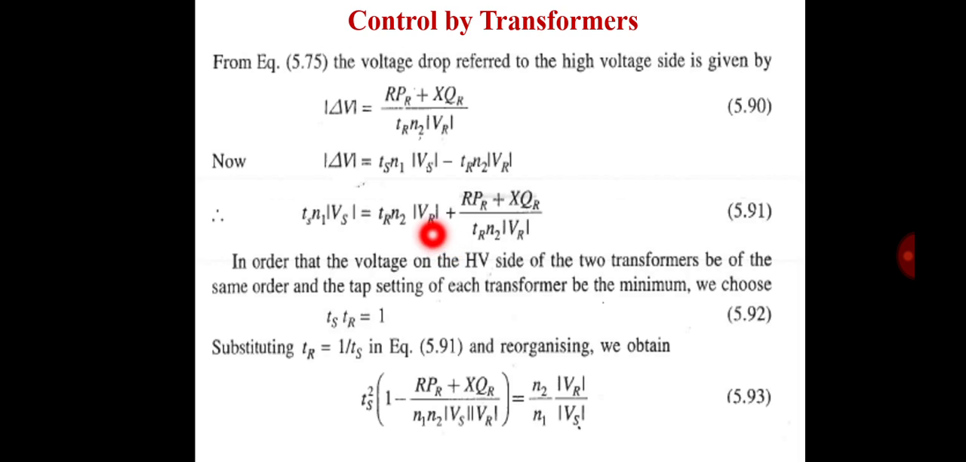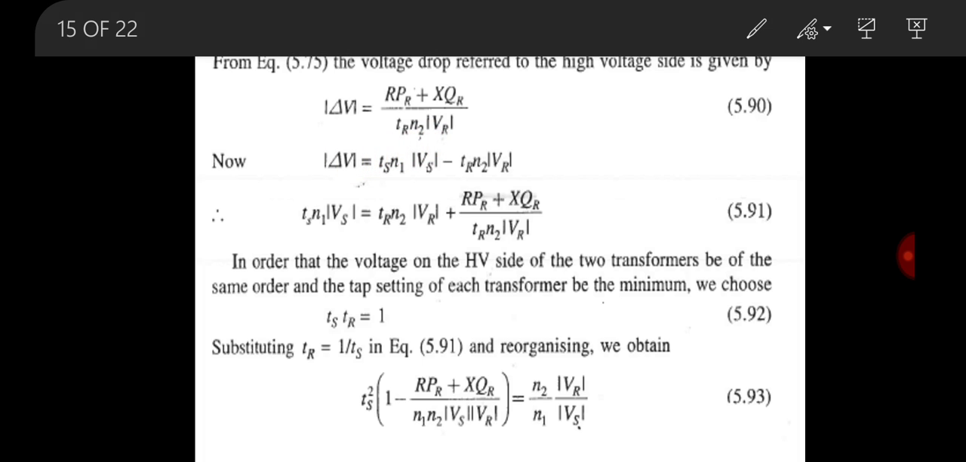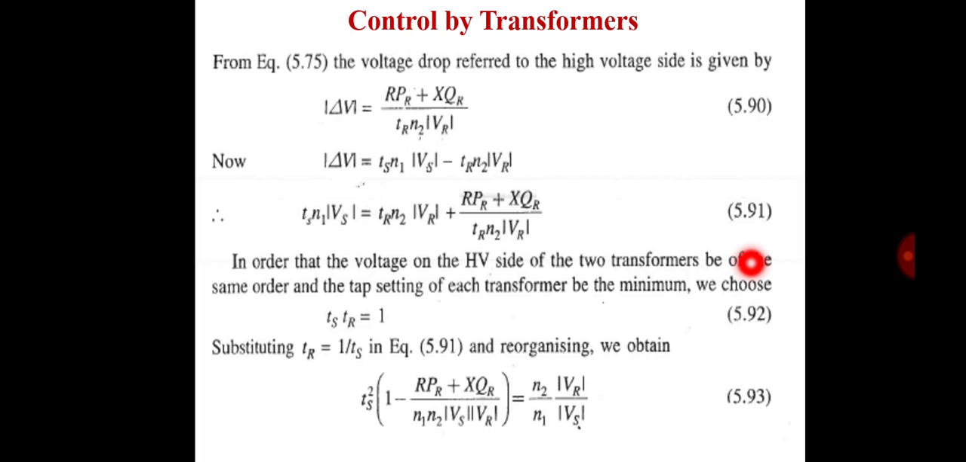Means we have an equation for delta V. Put this delta V in this equation and find the value. Put this value here. So this equation goes to this side, so addition of delta V means TS N1 Vs is equal to TR N2 VR plus (R PR plus X QR) divided by TR N2 VR.